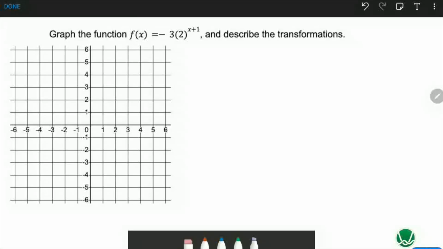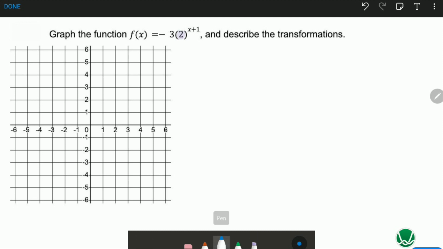Okay, in this example, we're going to be graphing the function f of x equals -3 times 2 to the power of the sum of x and 1. And we're also going to be describing the transformations. So I'm going to go ahead and set up my initial transformation rules. Remember that this number inside the parentheses that has the exponent is not a transformation. It instead just tells us the basic characteristics of this basic exponential function, 2 to the power of x.